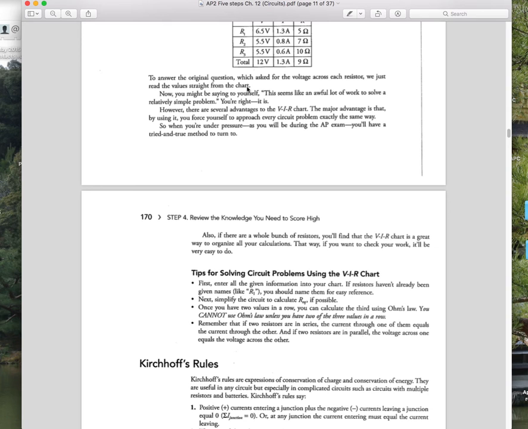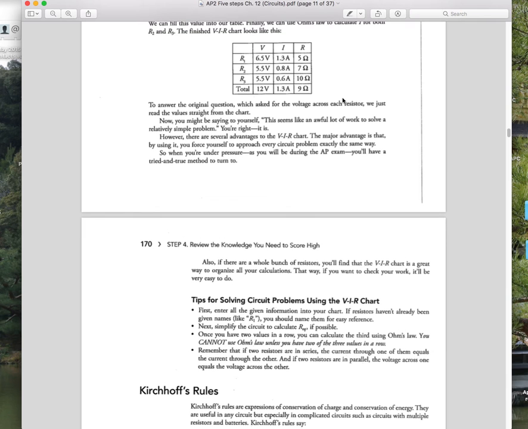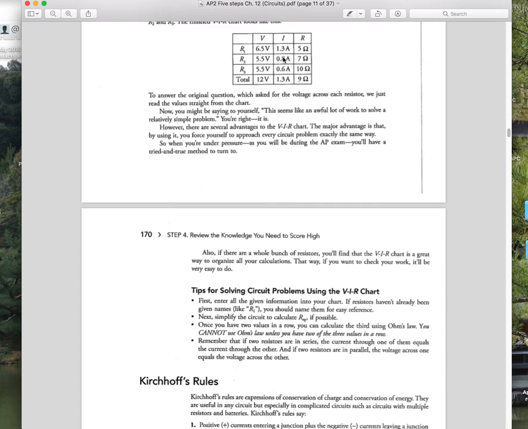One of the things that's nice, and this person says this here, seems like an awful lot of work for a simple problem. It is, but by doing something like this or thinking about what happens in each part of a circuit, you could really answer any question about it.